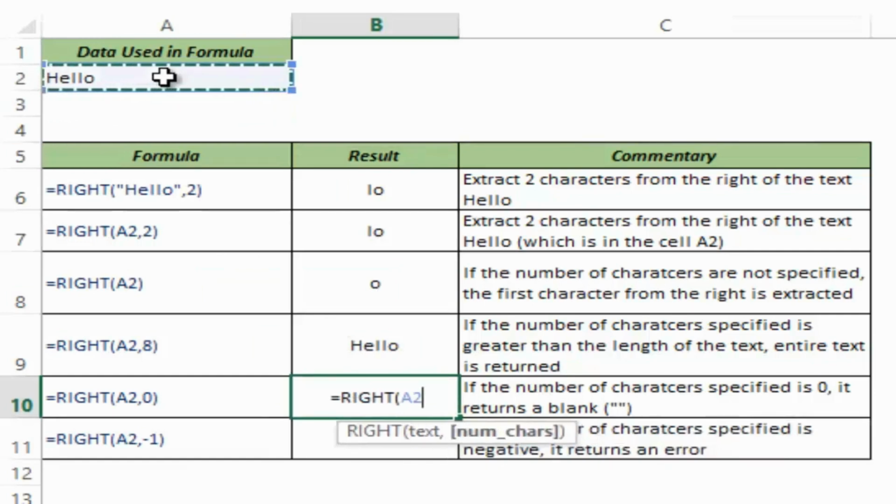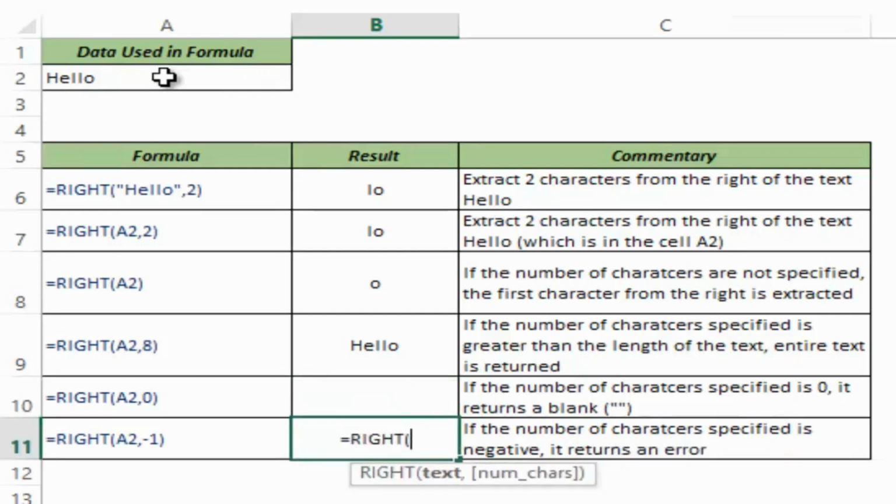If I use the value as 0, then it returns a blank cell, understandably because I'm asking it to return a 0 number of values from the right, which is a blank cell. While you can type a positive number or 0 as the number of characters, if you type a negative number, then it returns a value error.